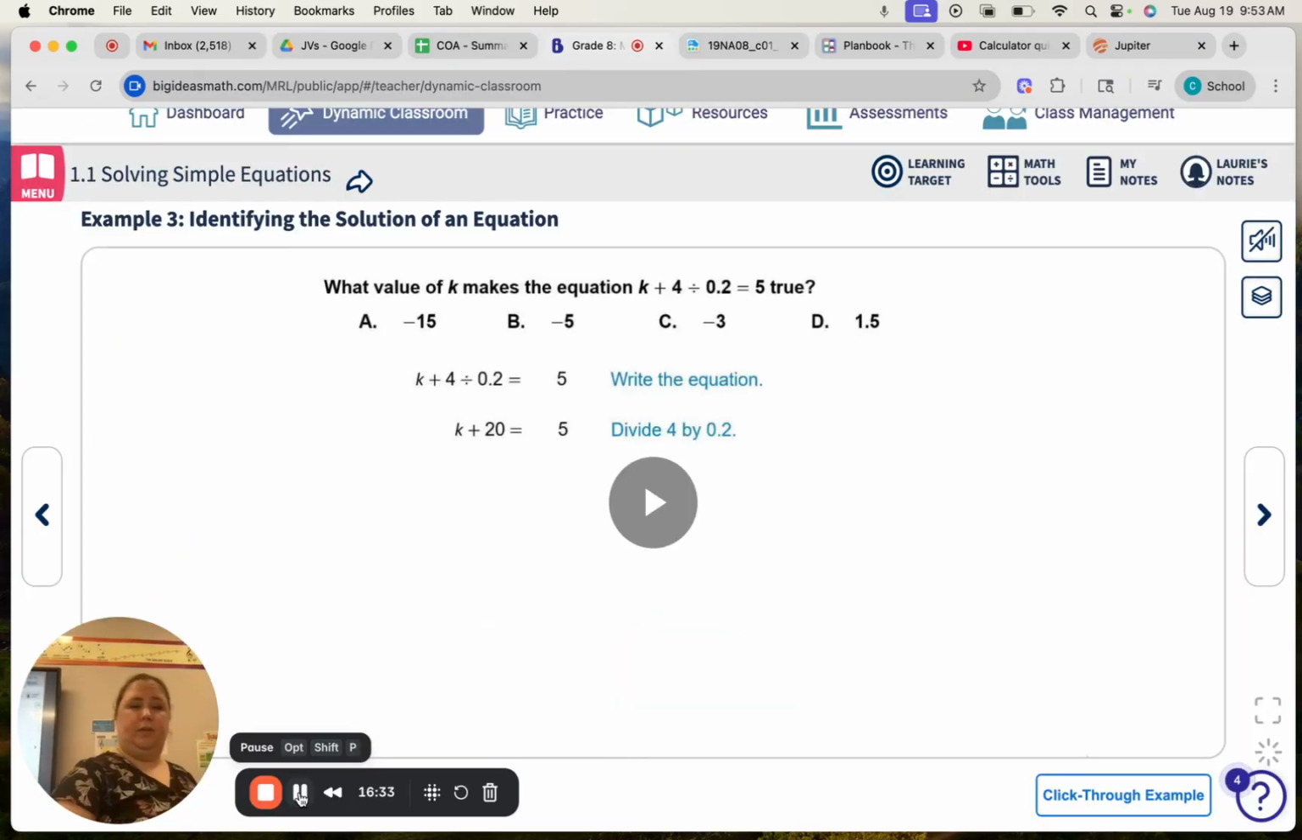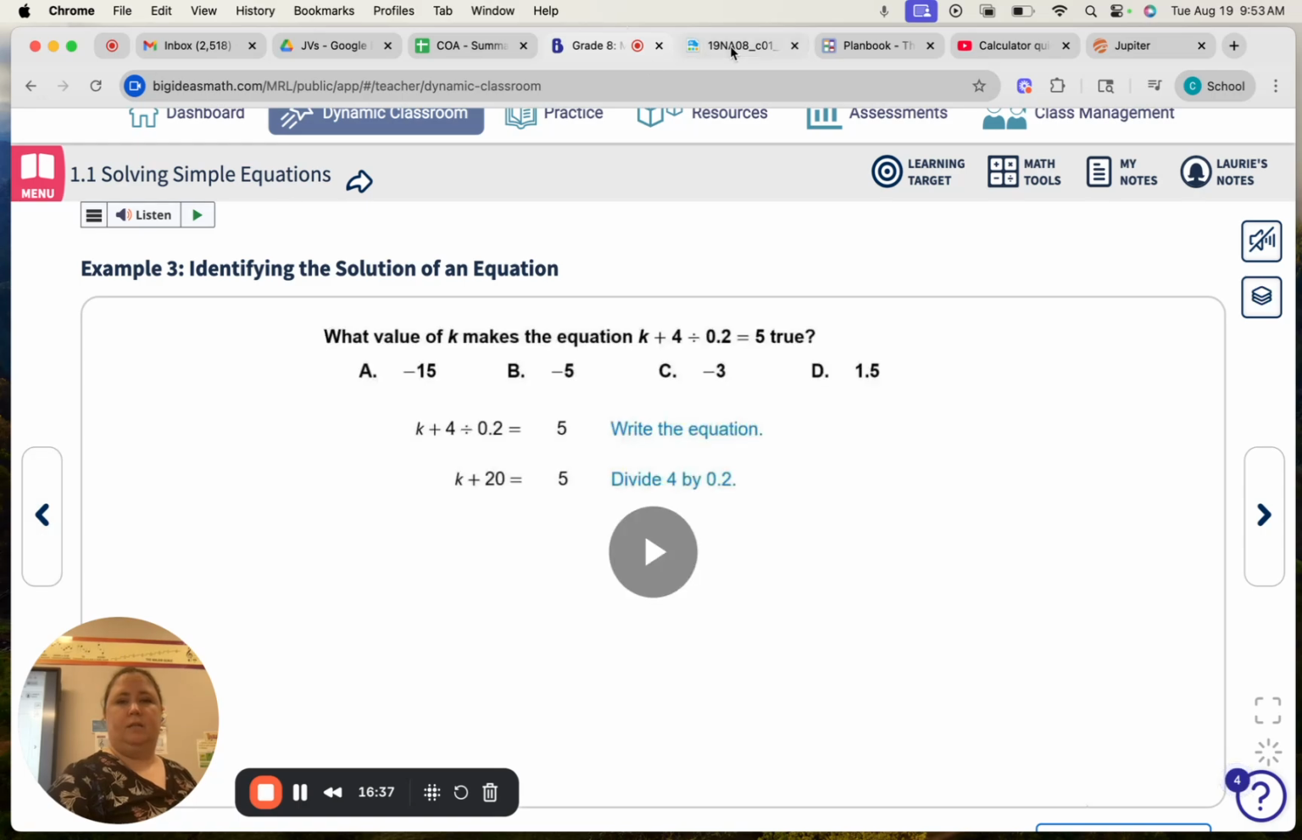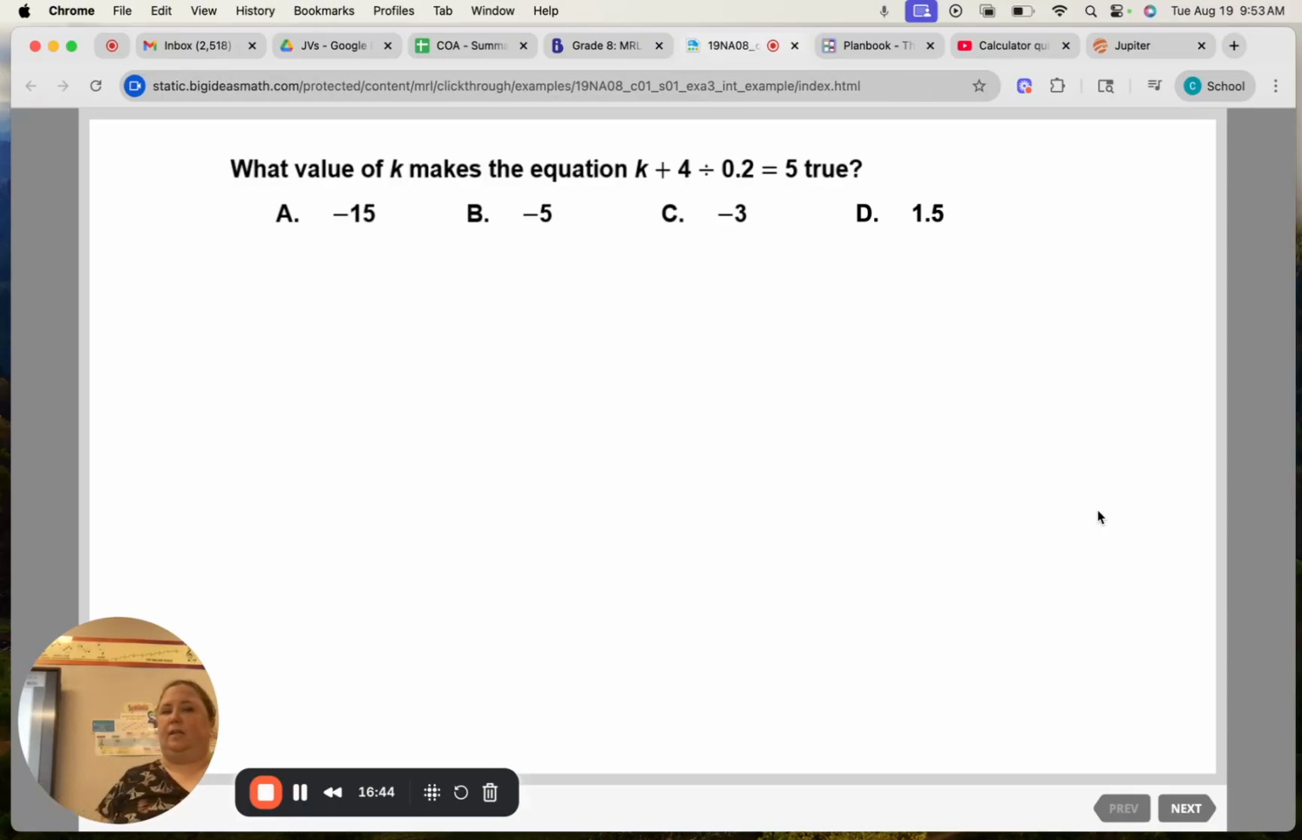Okay, so pause wherever you're at on the triads. We are going to go back and do example 3. So you're putting this in your journal. This is example 3, so EX3 to label this number. All right, what value of k makes the equation k plus 4 divided by 0.2 equals 5 true? Long story short, we need to solve for what letter? K.